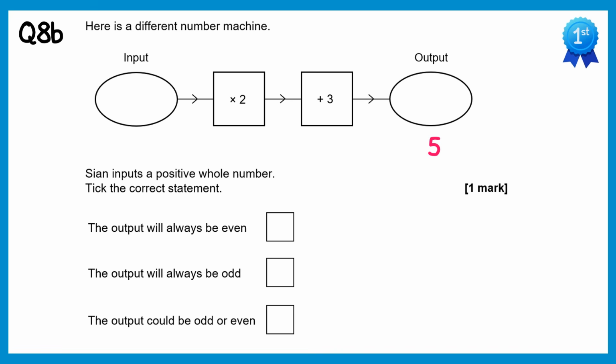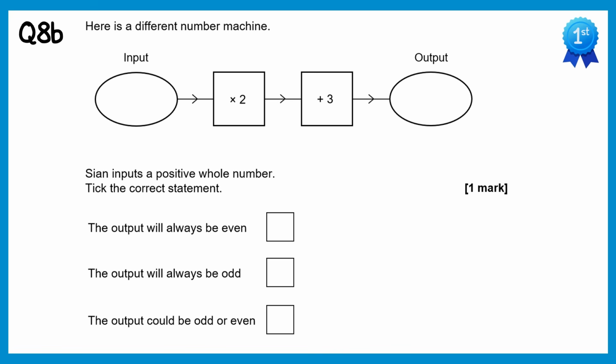So let's try another number. Let's go for 2 this time. So if we input 2, times it by 2, you end up with 4, and then add 3 to that, you end up with 7, which once again is odd. So it looks like it could be the middle box, but let's have a think about this.